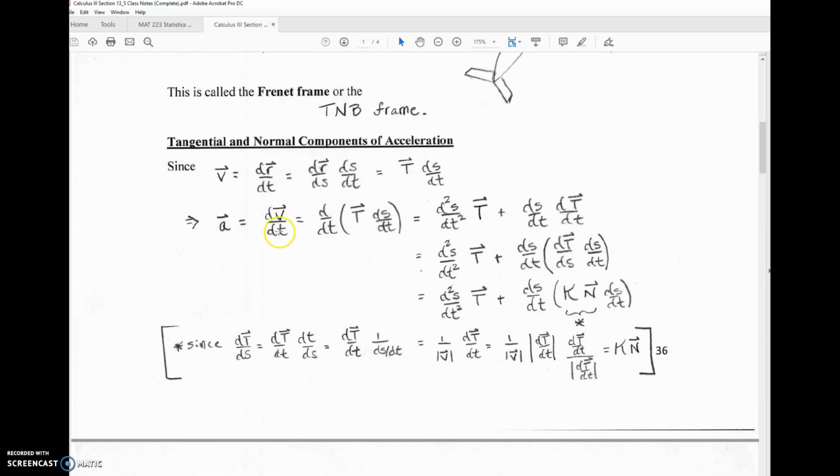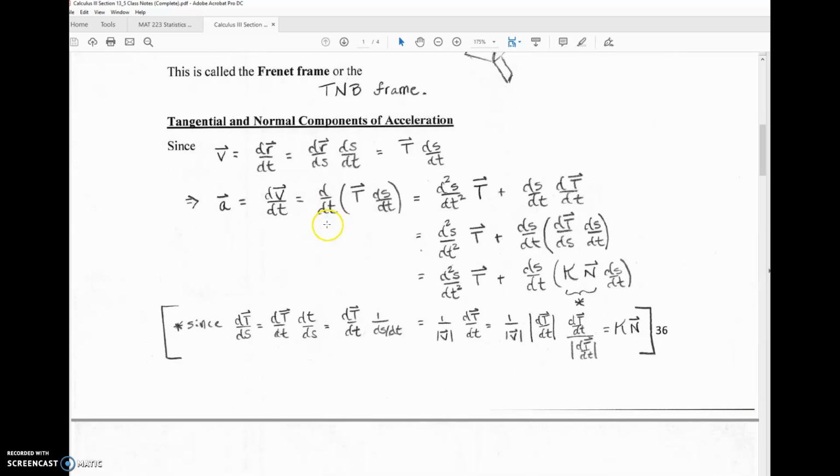Okay, so acceleration then, which is dv/dt, is the derivative with respect to t of this, right? Velocity, which is the unit tangent times speed, ds/dt. Now I have to use the product rule on this. So it's the derivative of this guy again, so that's the second derivative of s with respect to t times the unit tangent, and then plus ds/dt times the derivative of that unit tangent with respect to t. That's just the product rule.